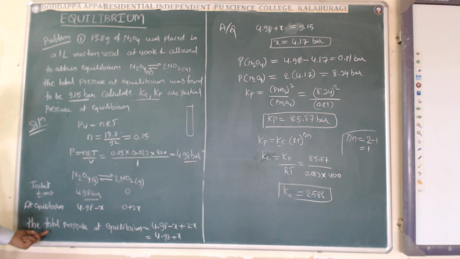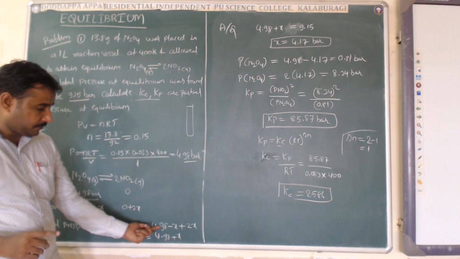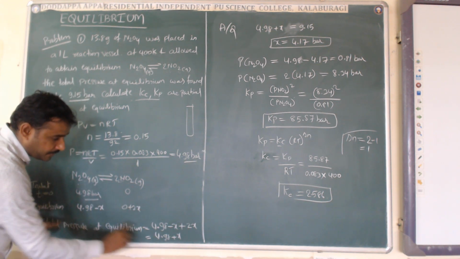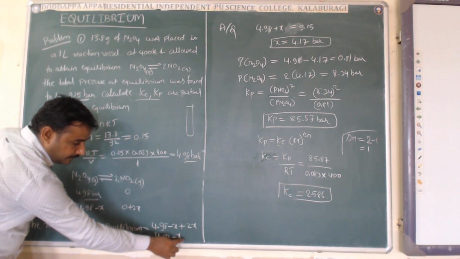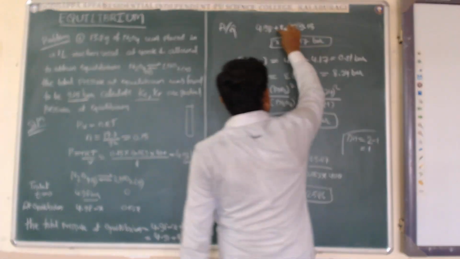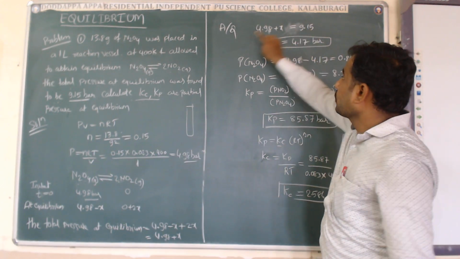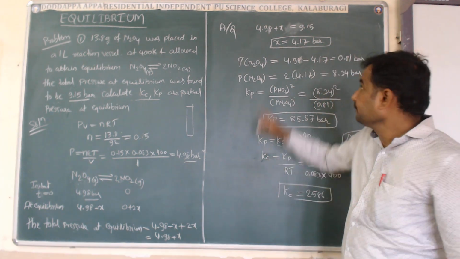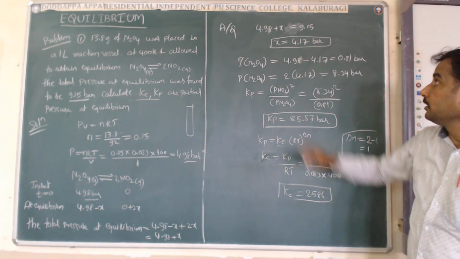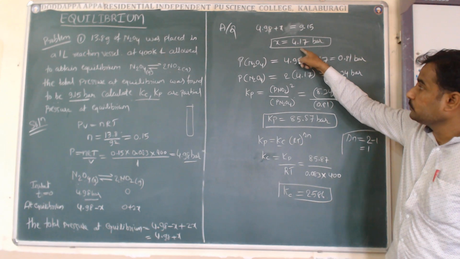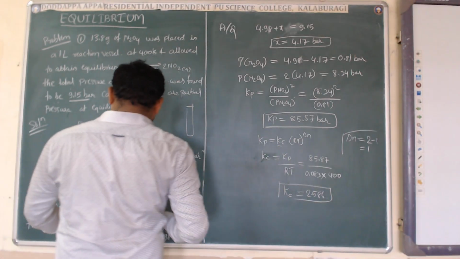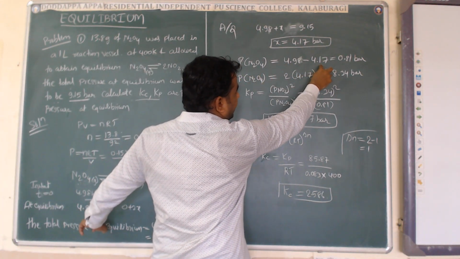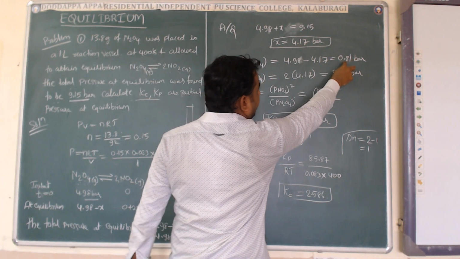Next, the total pressure at equilibrium is equal to 4.98 minus x plus 2x. Adding these terms, I get 4.98 plus x. According to the question, 4.98 plus x is equal to 9.15 bar, which I have written. Then I found the x value and put it in the reaction. The partial pressure of N2O4 is 4.98 minus x, where x is 4.17. I have written the answer.